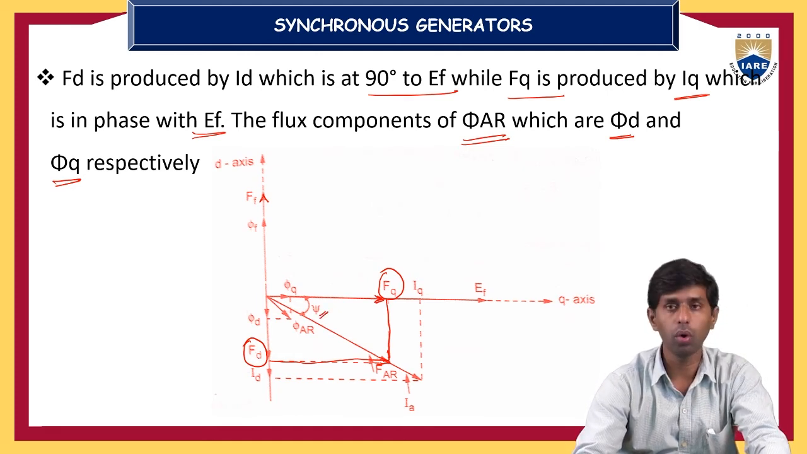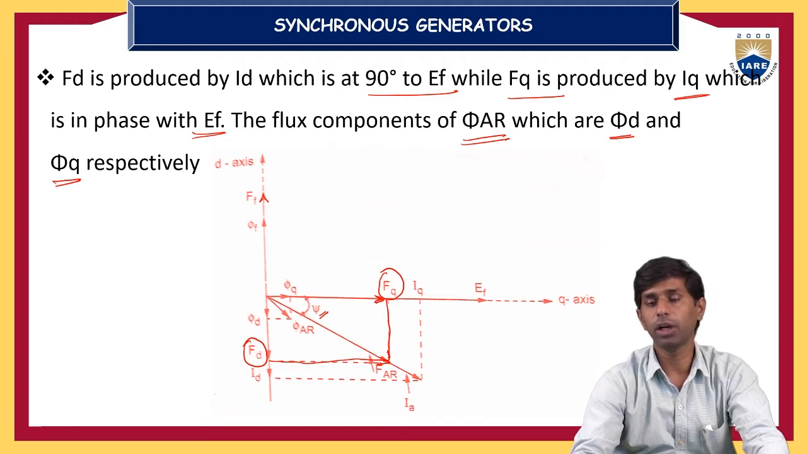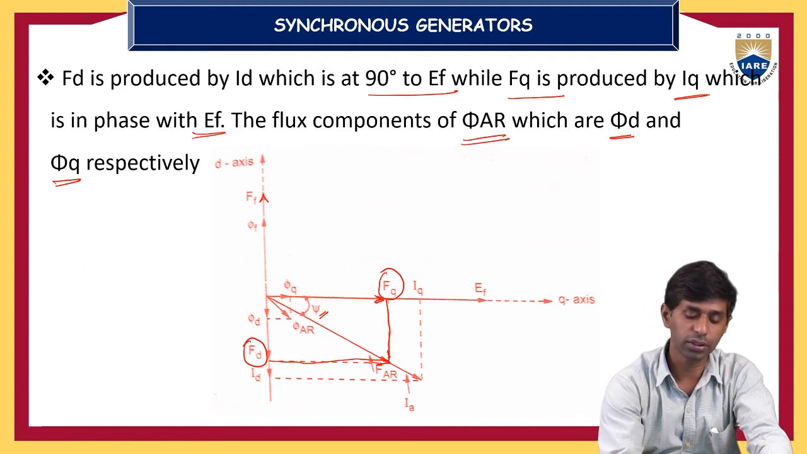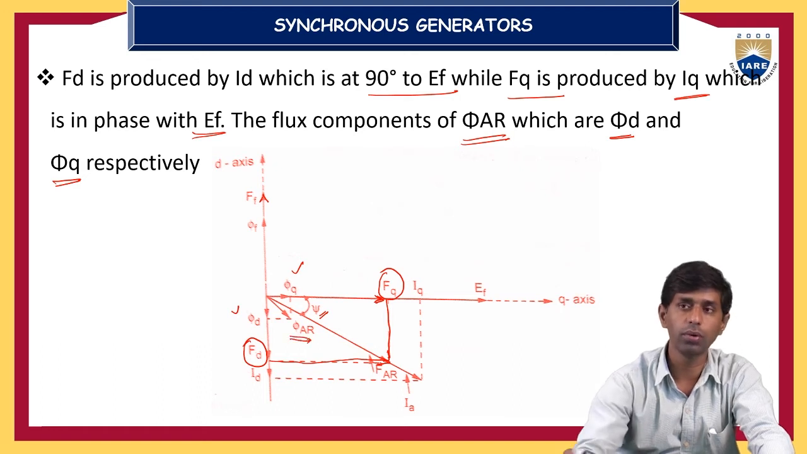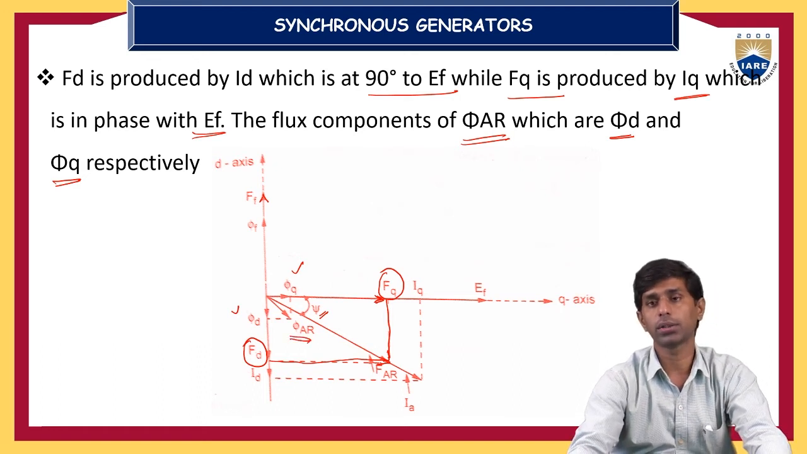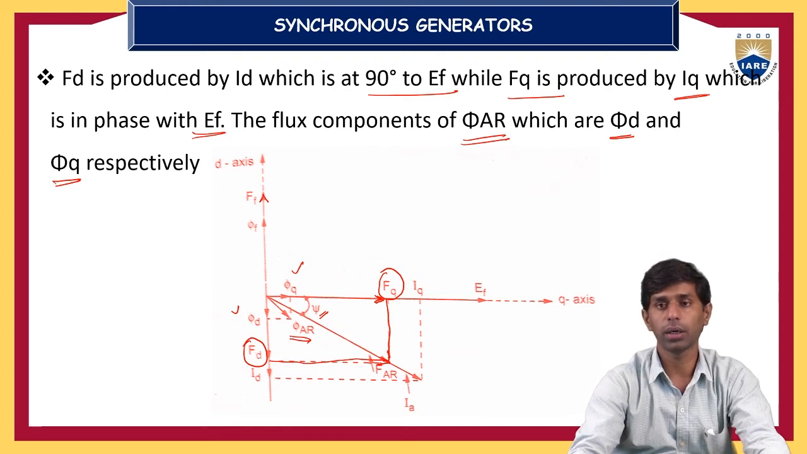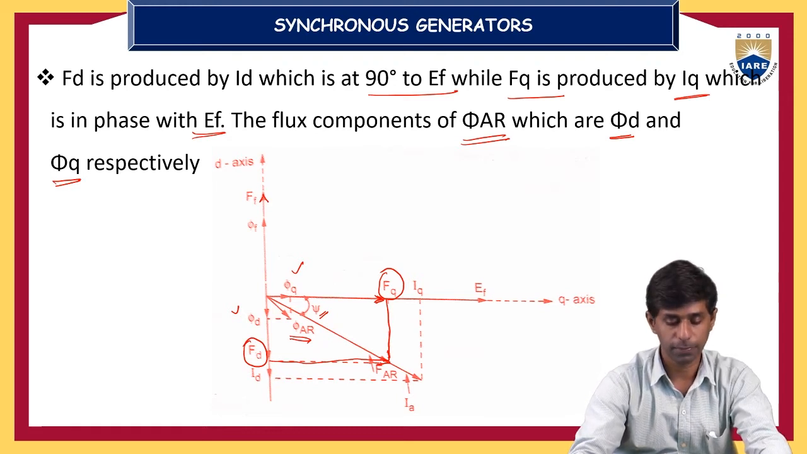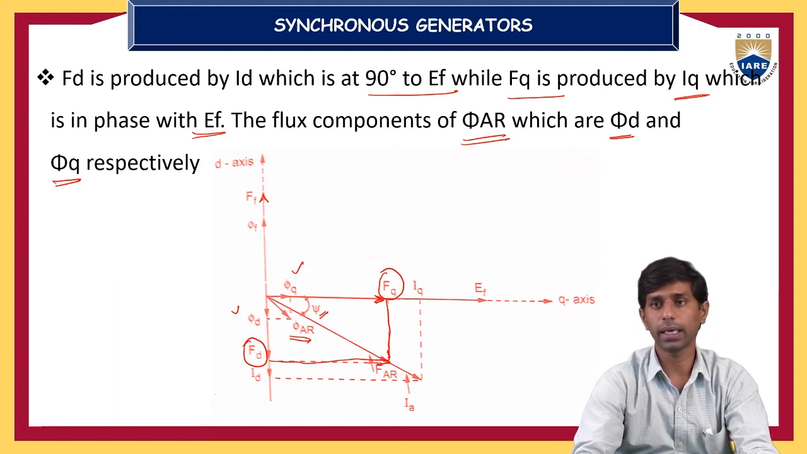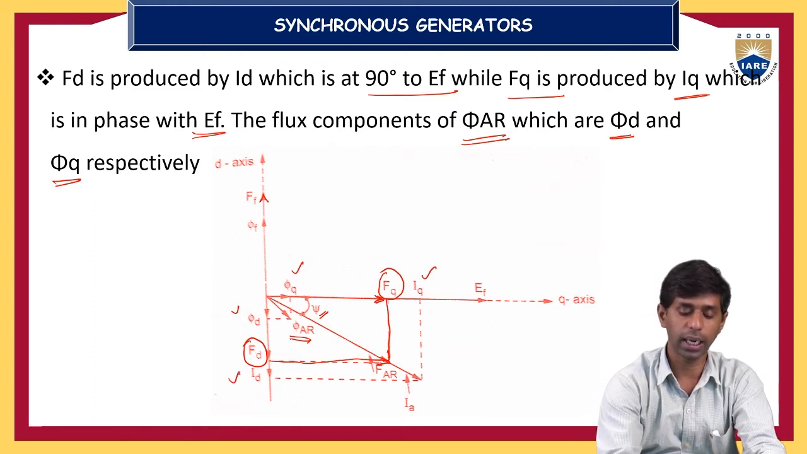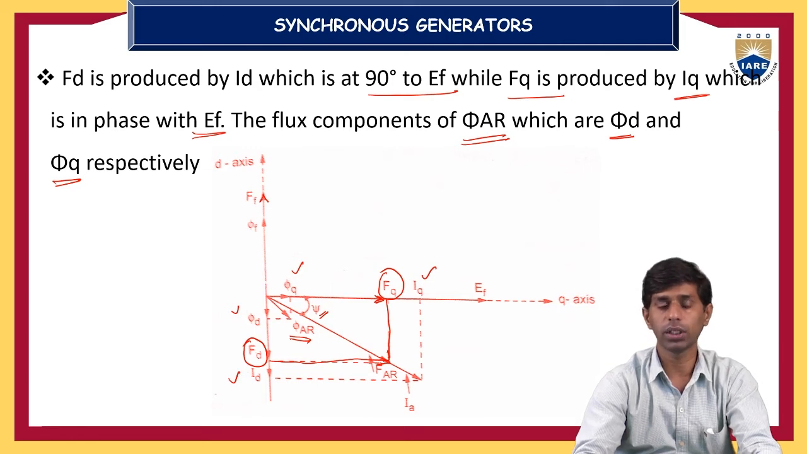We also know the flux developed by the armature winding acts along the D axis and the Q axis, that is phi D and phi Q respectively, and the vector combination of these two gives phi AR, the flux produced by the armature. Similarly, the armature current acts along the D axis and the Q axis, that is ID as well as IQ, and the vector addition of these two gives the armature current of the alternator.